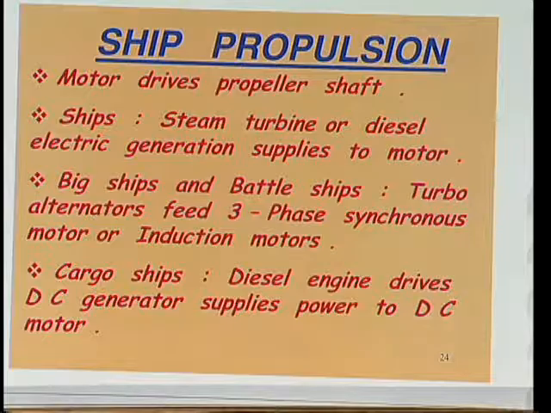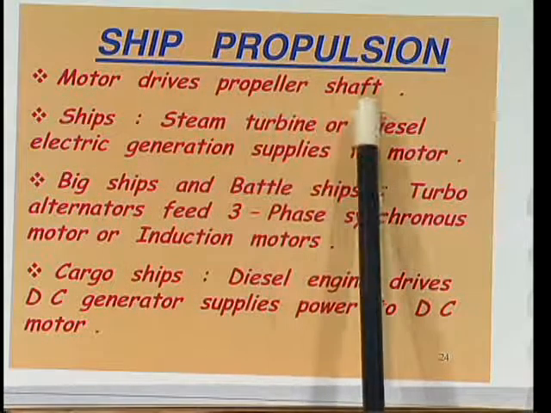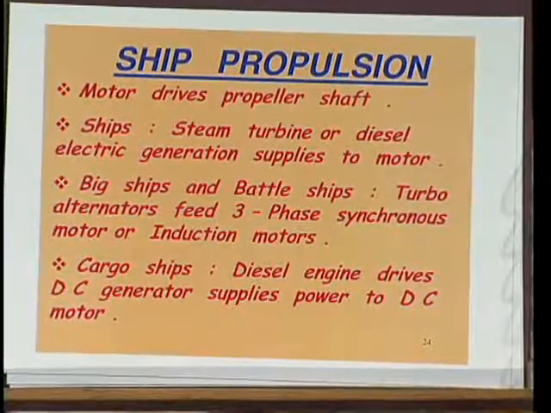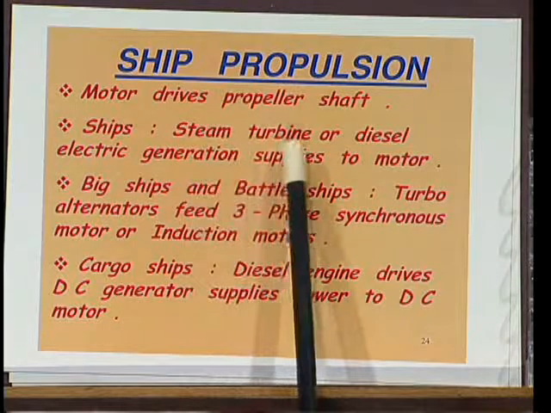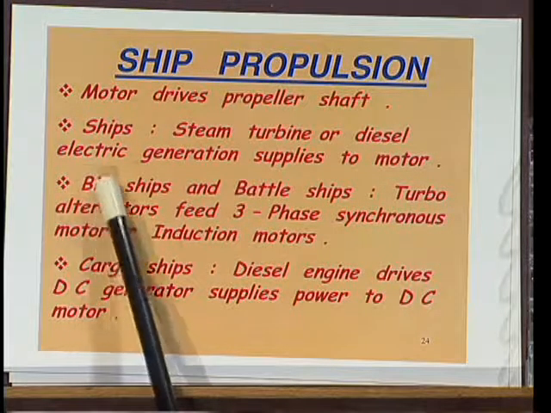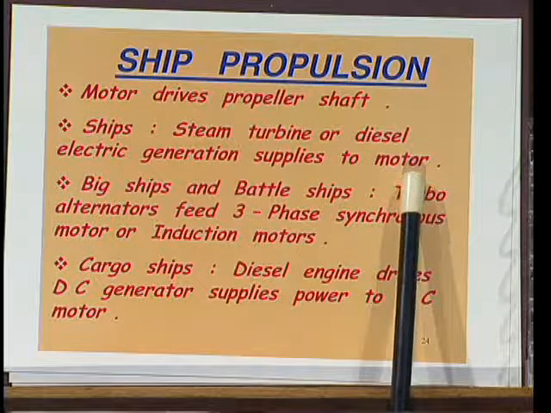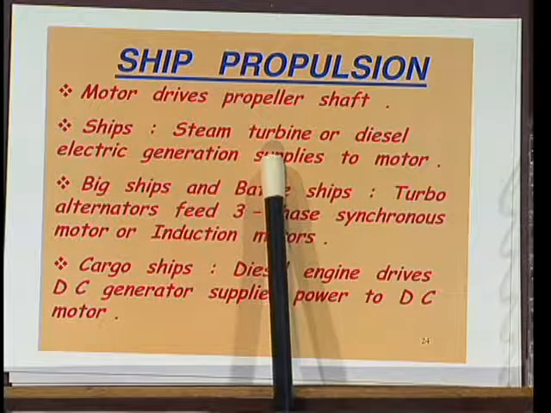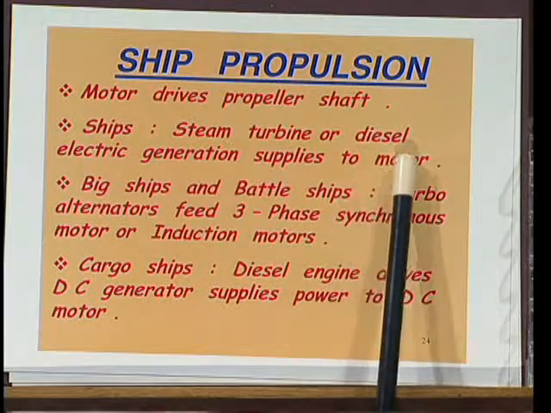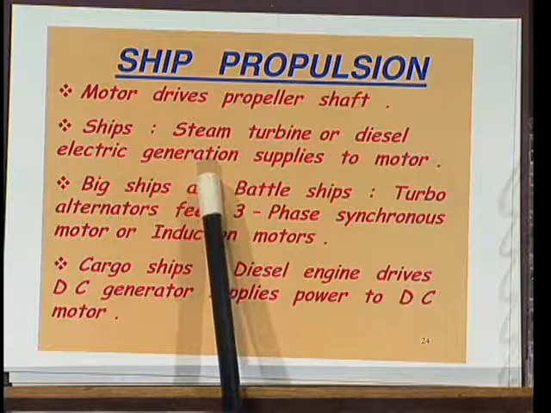The next drive will be ship propulsion, that is, movement of a ship. The motor drives the propeller shaft. Propeller means it is a big wheel containing blades. The propeller is used for movement of a ship. Ships use steam turbine or diesel electric generation supplies to the motor. Steam turbines in earlier days were used for ship propulsion. Nowadays we are using diesel electric generation.